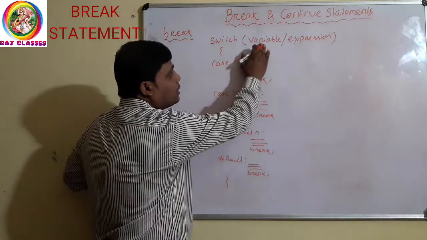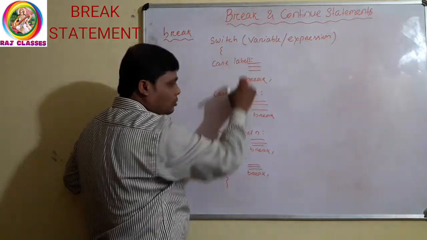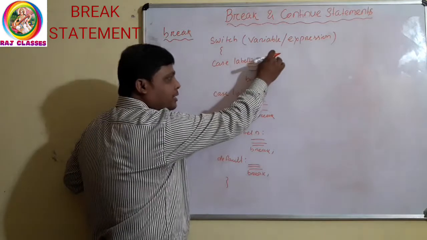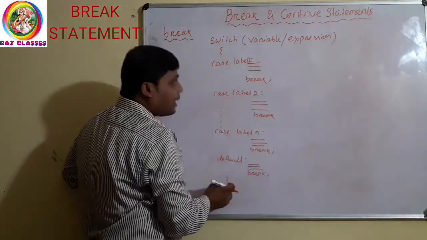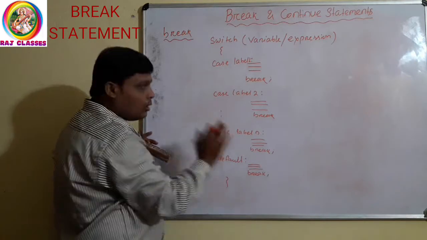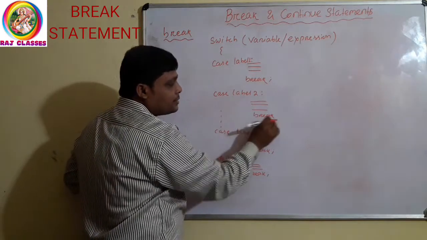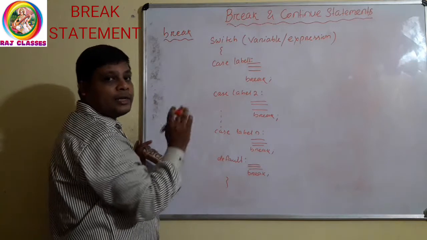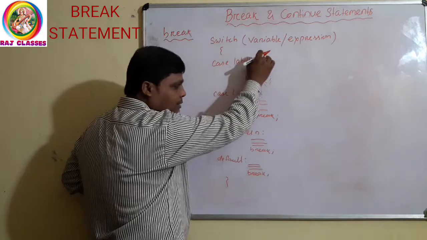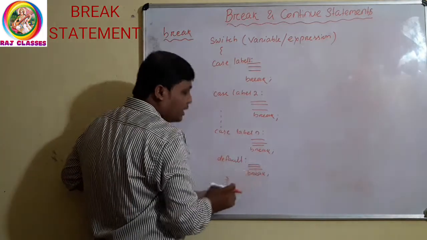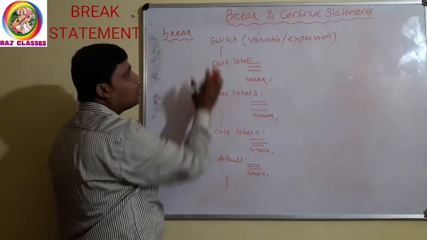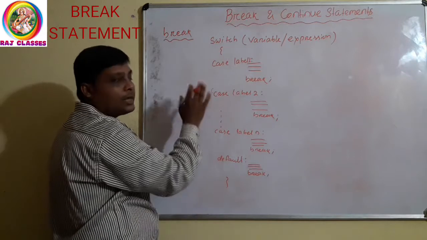Just see. First, the variable value will be matched to each label. If a matching label is found, then from that statement onwards, it will execute all the statements till the end of switch. This is the rule of switch. Or until the break statement is encountered. Where the matching label is found, from that statement onwards, it will execute all statements till the end of switch or until any break statement is encountered. This is the rule of how switch case will execute.